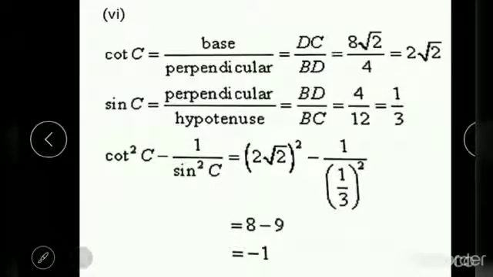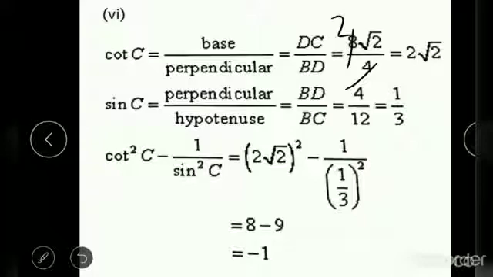So what is the formula to find the cot? It is base by perpendicular. So what is base? It is DC divided by perpendicular is BD, right? So base is 8 into root 2 divided by perpendicular is 4. 4 ones are 4 2s are, you get 2 into root 2. Next one is sin C, that is perpendicular divided by hypotenuse, that is BD divided by BC. 4 divided by 12 you get, that is perpendicular is 4 and base is 12. 4 ones are 4 3s are, 1 divided by 3.